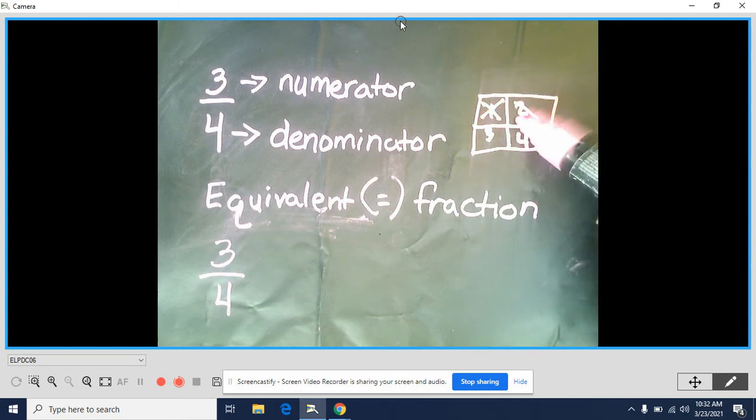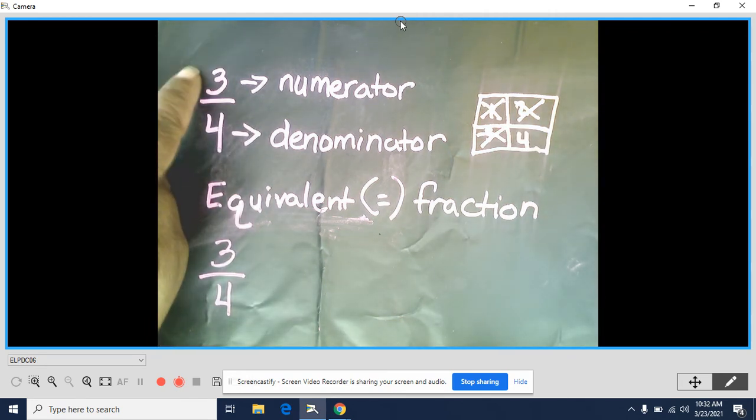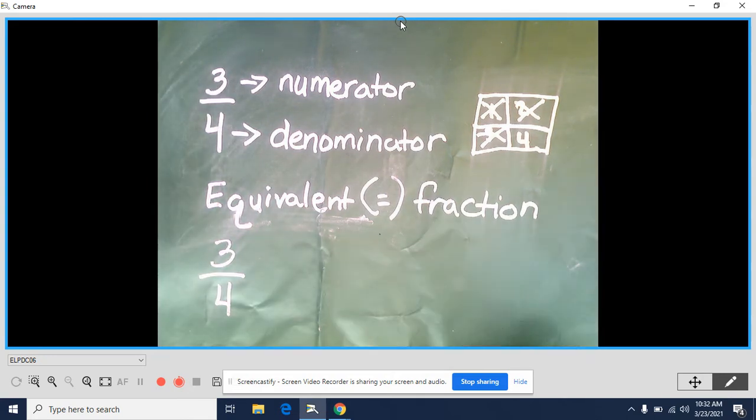One, two, three. We're dealing with 3/4 of this square. We're dealing with three out of the four parts of this square. That's understanding how to read the fraction.